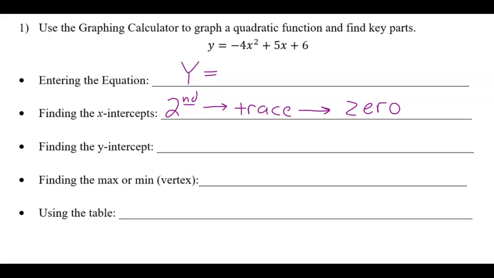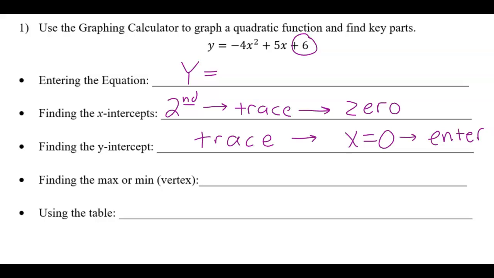Okay. What about the y-intercept? Now, technically, in this case, we already know the y-intercept. What is it? It's 6, right? But if it's not in standard form, or maybe it's a more complicated polynomial, what did we push? Trace. Plain old trace. Not second trace, just trace. And then you can type in any x value you want. So if you type in x equals 0 and then hit enter, it will tell you the y-intercept. So make a note of this in case you forget.